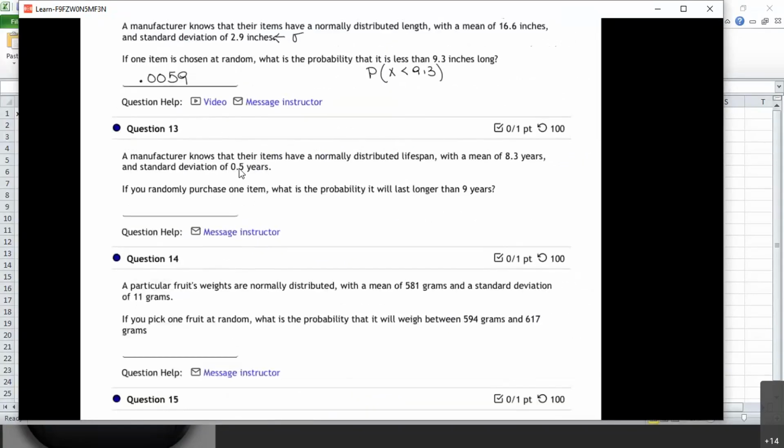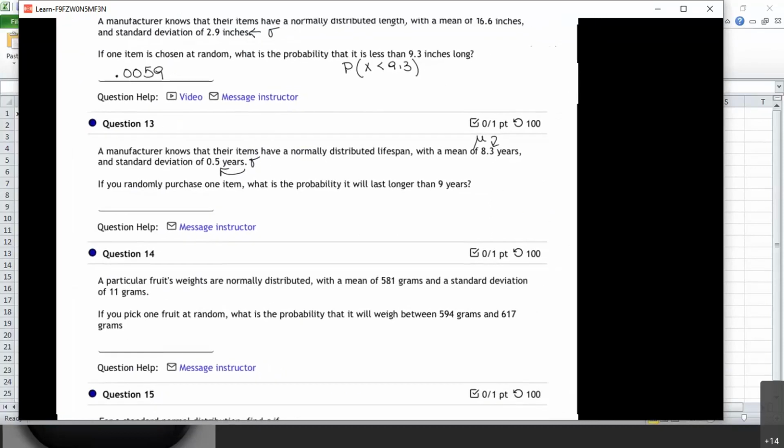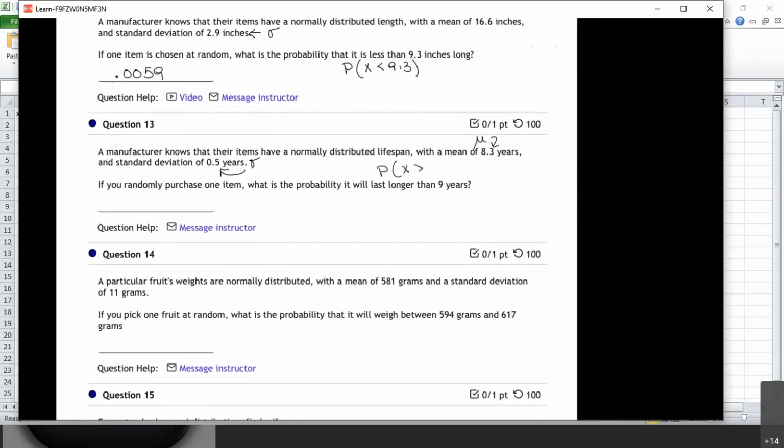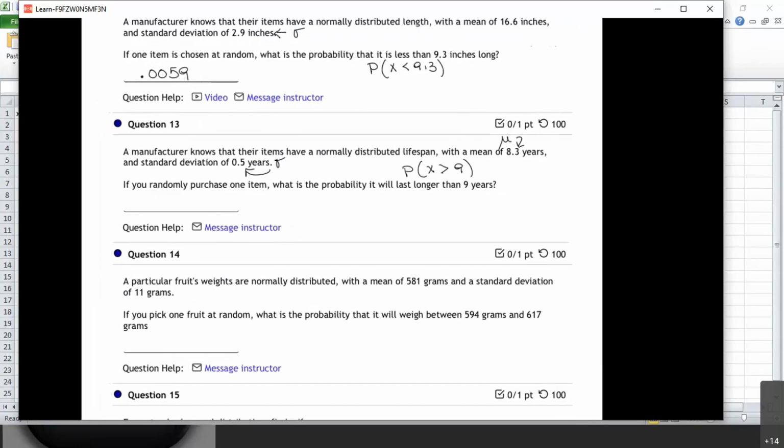A manufacturer knows that their items have a normally distributed lifespan with a mean of 8.3 years and a standard deviation of half a year. If you purchase one item, what is the probability it will last longer than 9 years? So here you want X greater than 9. If I were to do this on a TI-84, I would have to fake out positive infinity with 1E99. But I'm going to use the normal calculator I built into the course for this one.